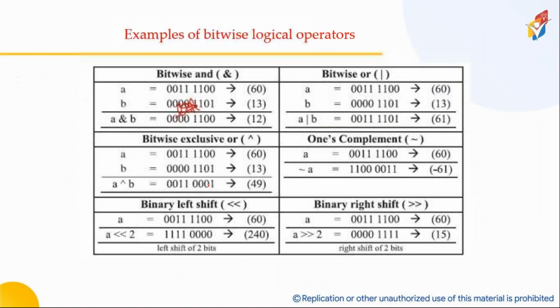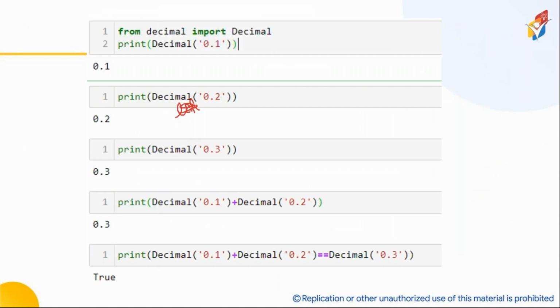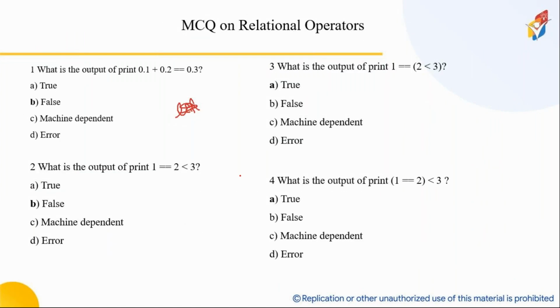So first of all, you have to follow this one. While solving this question, you should always take care of associativity. Now look here, double equal to is evaluated first. 1 double equal to 2 is false. False is represented as zero. Zero is less than three, so the answer is true.